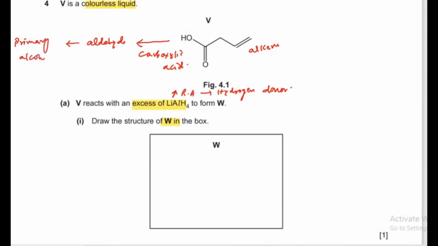So as primary alcohol is oxidized to aldehyde and aldehyde is oxidized to carboxylic acid, carboxylic acid can be reduced to aldehyde and aldehyde into primary alcohol because we have excess of LiAlH4. So if you want to convert this structure into primary alcohol, just remove this part of the carboxylic acid and you will get the primary alcohol. So we can draw the structure of the primary alcohol. Just copy this structure, there's a double bond, and then show the OH. So this is the structure of the alcohol which can be obtained when V reacts with the excess of LiAlH4, which is a reducing agent.